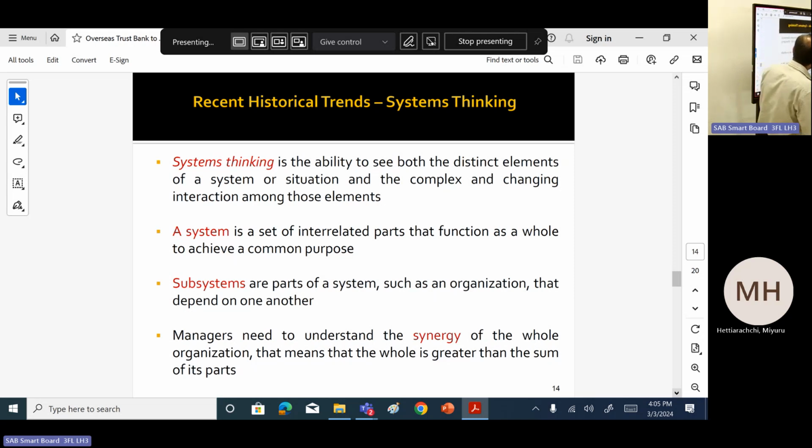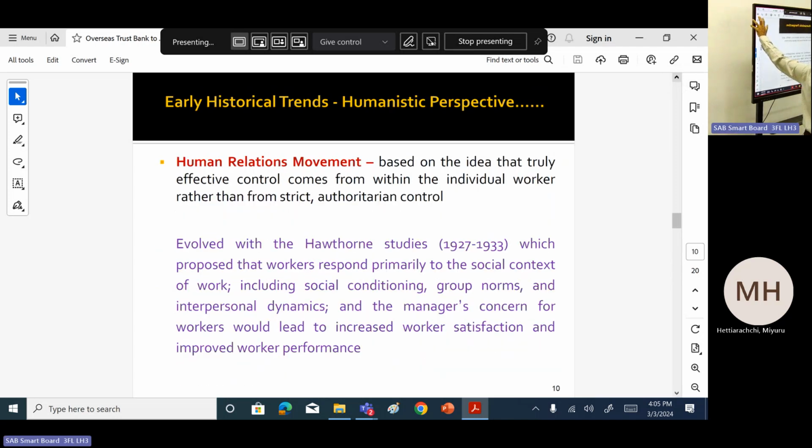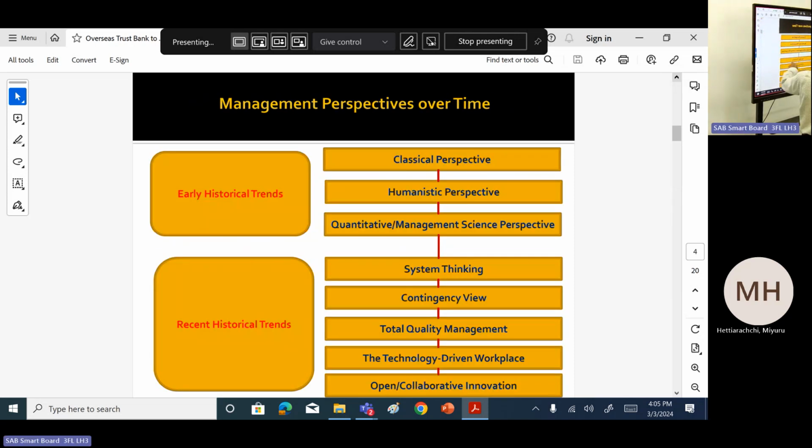Right. Then we will start the recent historical trends. This is the first one, as mentioned in the diagram. First one is system thinking or system theory or system view or system perspective. There are different names.